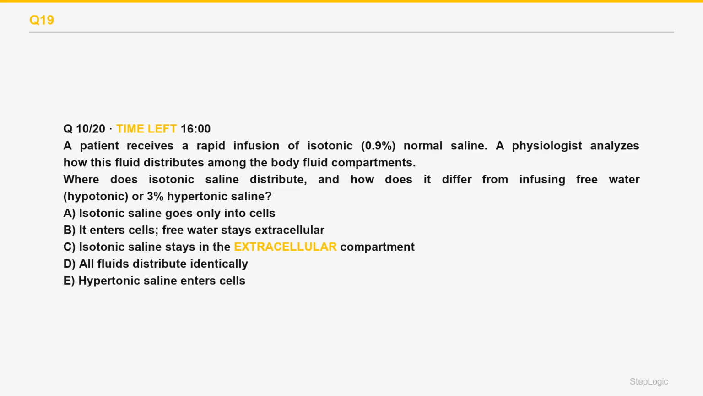Where does isotonic saline distribute, and how does it differ from infusing free water, hypotonic, or 3% hypertonic saline? A patient receives a rapid infusion of isotonic 0.9% normal saline. A physiologist analyzes how this fluid distributes among the body fluid compartments. Read the command: where isotonic saline distributes and how it differs. Isotonic stays extracellular. Free water enters all compartments. Hypertonic pulls water out of cells.